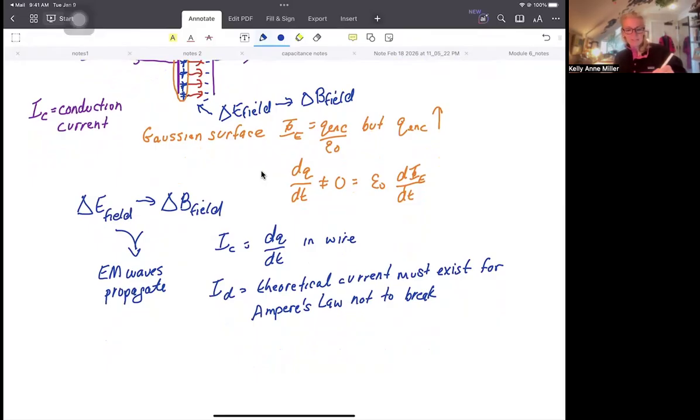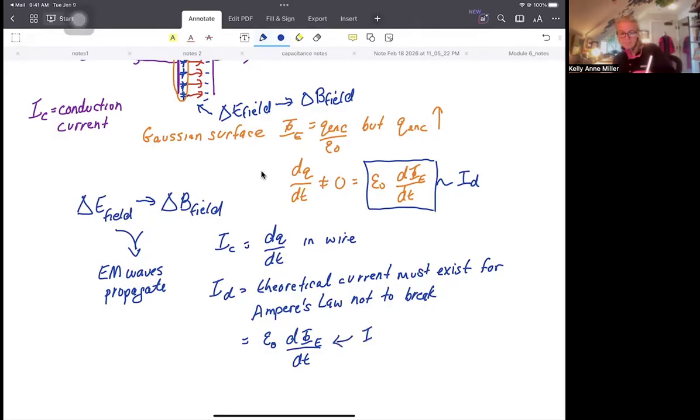How we define the displacement current is really just here. This is the displacement current. It's just epsilon naught times the change in electric flux as a function of time. Sorry. And so this is the current between the plates.